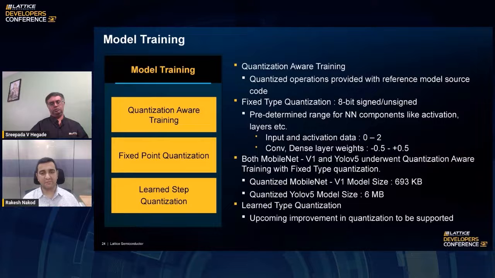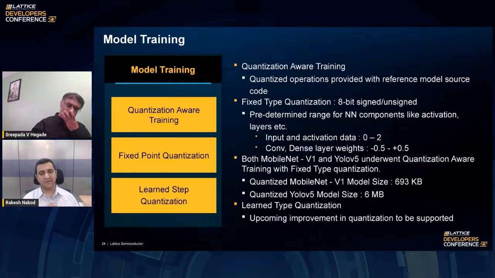So we actually support an 8-bit signed, unsigned, fixed type, and we have a predetermined range for all the neural network components or layers that we use. For input and activation data, we basically use a range of 0 to 2, and for convolution and dense layer weights, the quantization range is minus 0.5 to plus 0.5.